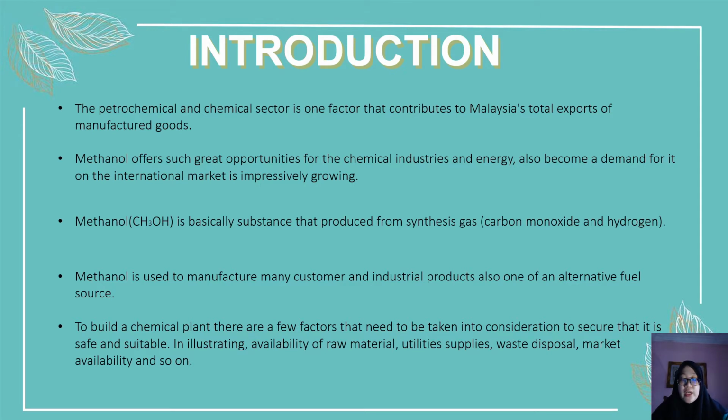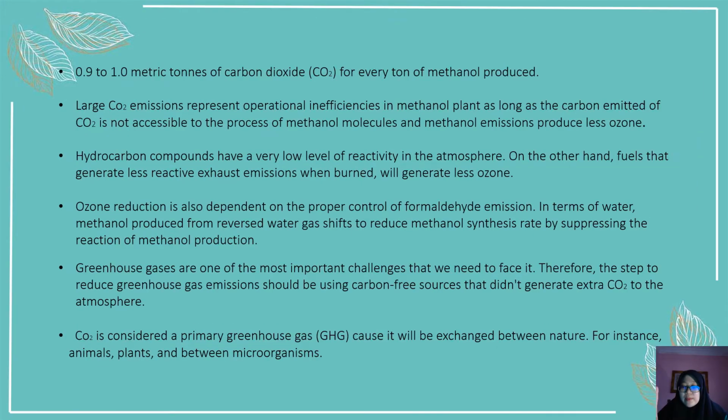The most challenging part of chemical methanol production is the environmental issues. A typical methanol manufacturing plant would emit around 1 metric ton of carbon dioxide (CO2) for every ton of methanol produced. Large CO2 emissions represent operational inefficiencies in a methanol plant as long as the carbon emitted as CO2 is not accessible to the process of methanol molecules. Methanol emissions produce less ozone. This is because methanol vehicles contribute to improving air quality.